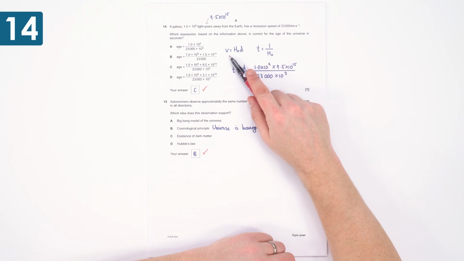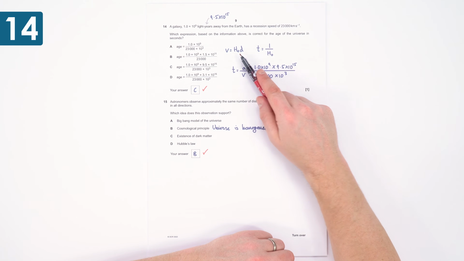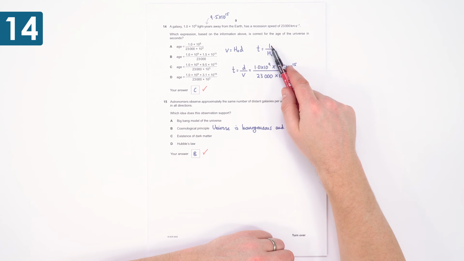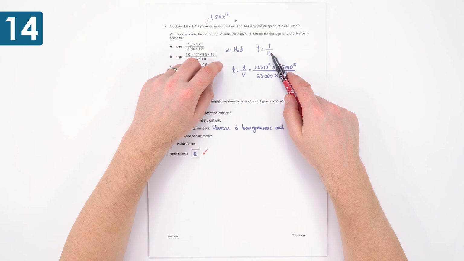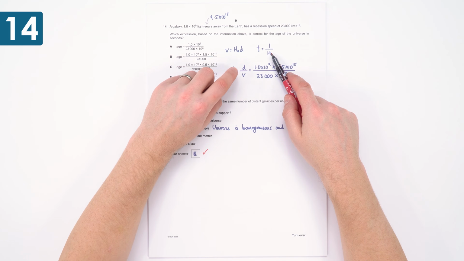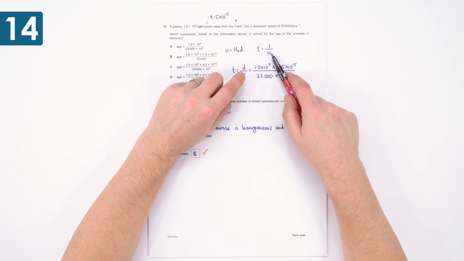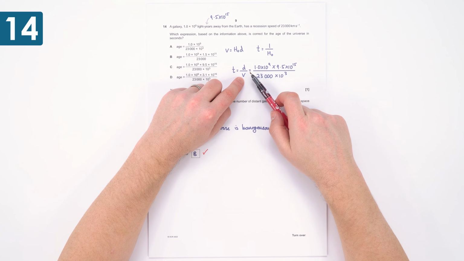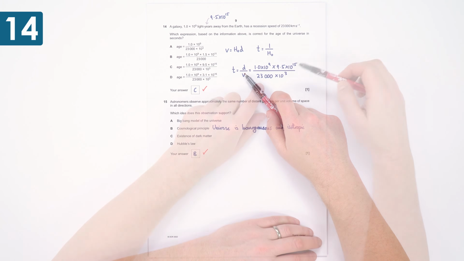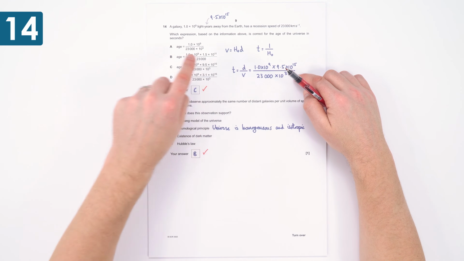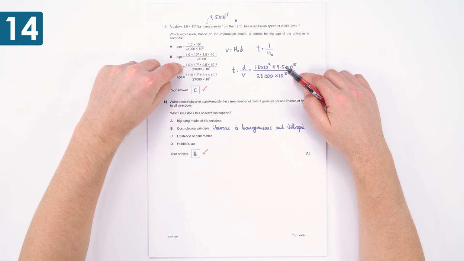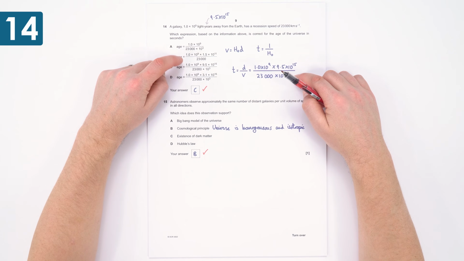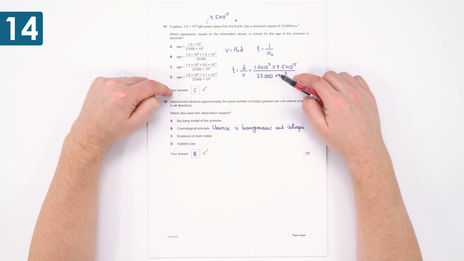The recessional velocity is equal to the Hubble constant times the distance, and also the age of the universe is equal to 1 over the Hubble's constant. So that means the time is equal to the distance divided by the recessional velocity of that galaxy. And that then gives us the equation, which is this one over here. So C is the correct answer.